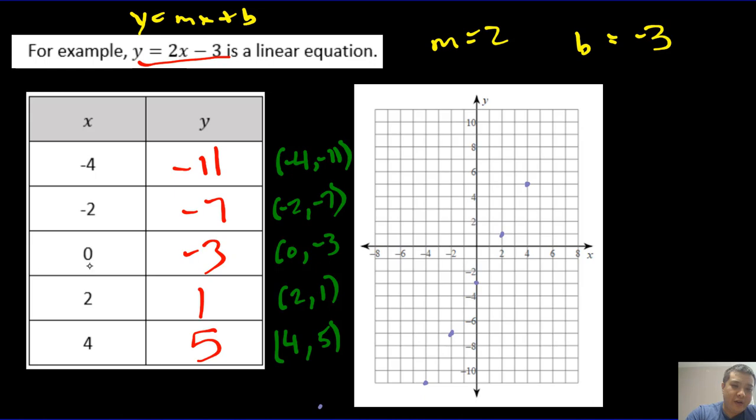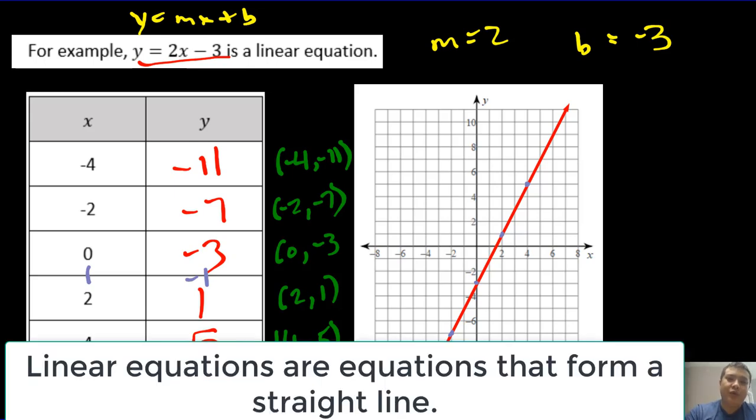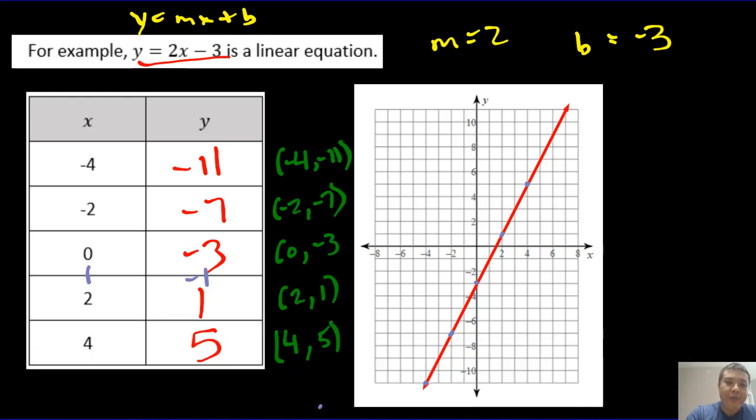And I could have chosen really any points. I could have had another box right here that said 1, and 1 would have gotten us negative 1, etc. It doesn't really matter. These x numbers are not necessarily important. But as you can see, this forms a straight line. And so if I were to connect all of them, it would look like this. And what that means is that this is a linear equation because it forms a straight line. That's what a linear equation means. It forms a straight line if we take these points that we got from plugging in random x values and getting our y values.